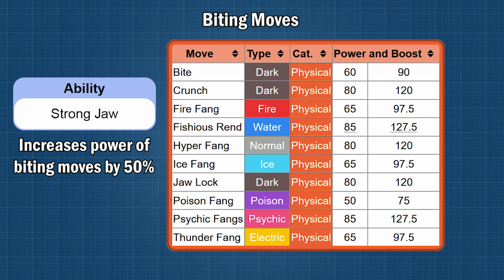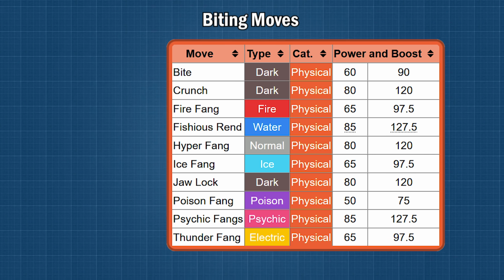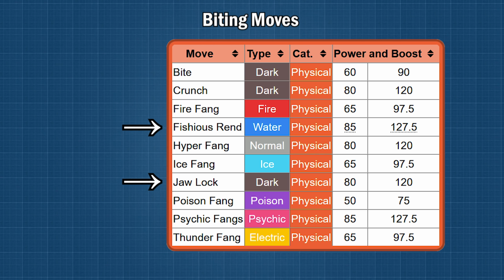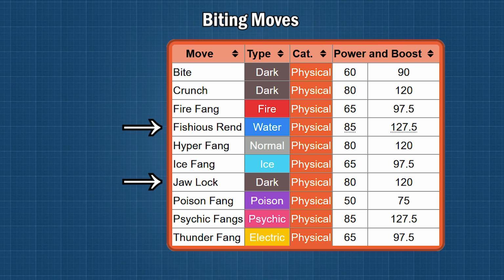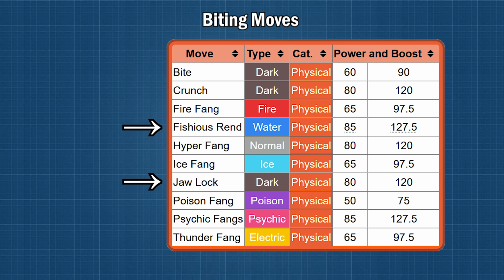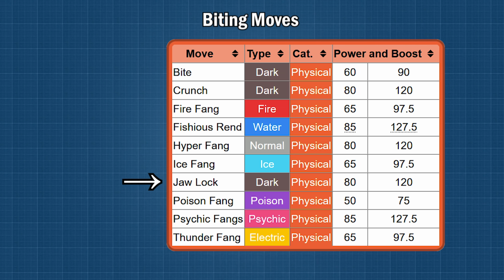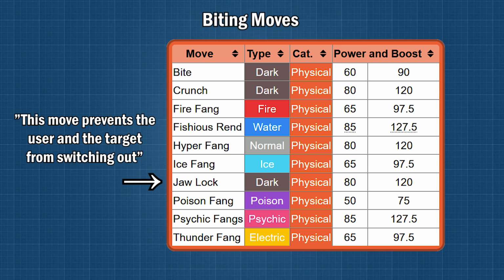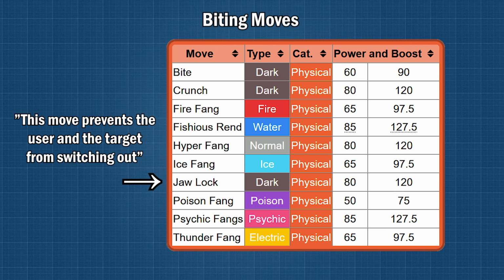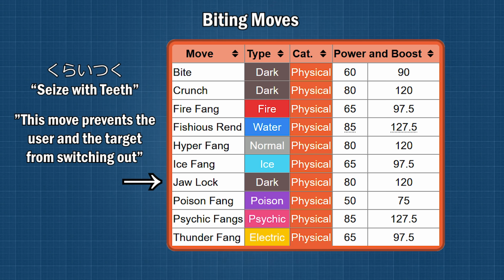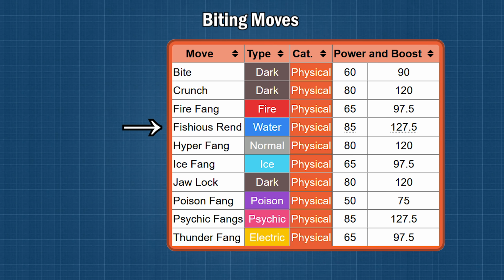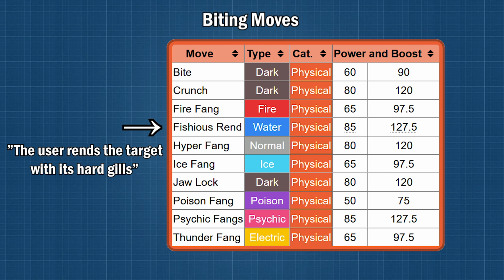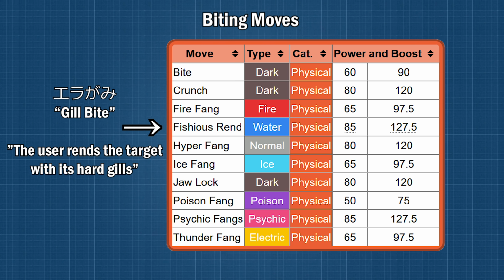This category is pretty self-explanatory, and the only moves that might need a bit more explanation are Jaw Lock and Fishious Rend, as they do not explicitly have Bite, Crunch, or Fang in their names. The concept of Jaw Lock is that the user chomps on the target and keeps them there in place, preventing both the user and the target from switching out. The Japanese version of the move translates to seize with teeth. Fishious Rend is described to be an attack where the user rends the target with its gills, and the Japanese version of the move translates to Gill Bite.